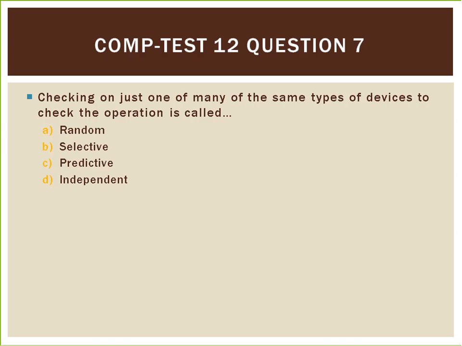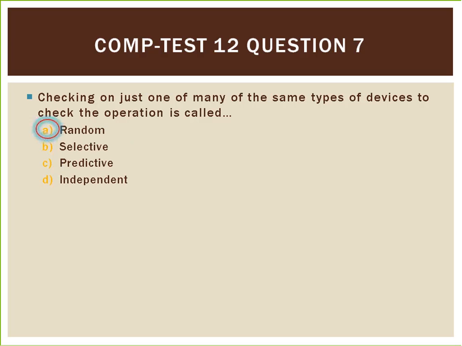CompTest 12, question number 7. Checking on just one of many of the same types of devices to check the operation is called A. Random, B. Selective, C. Predictive, D. Independent.